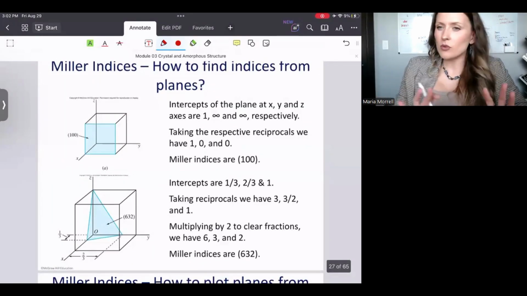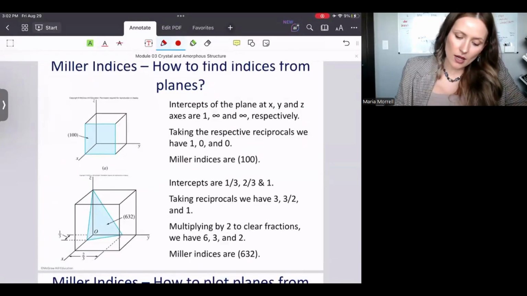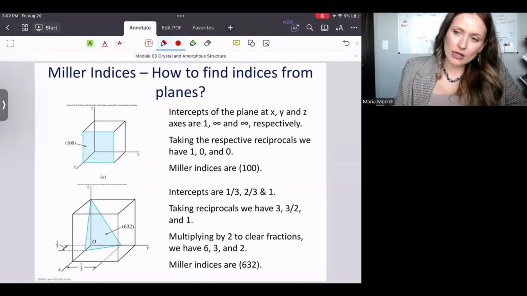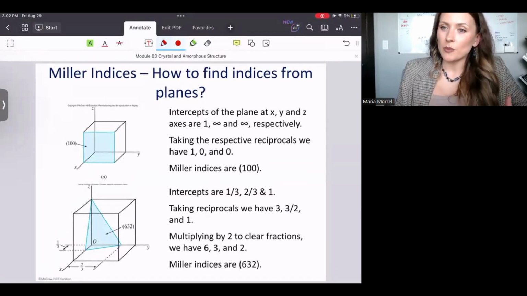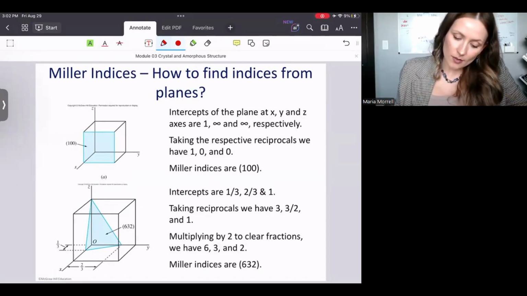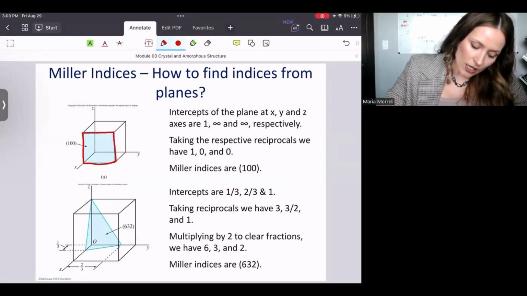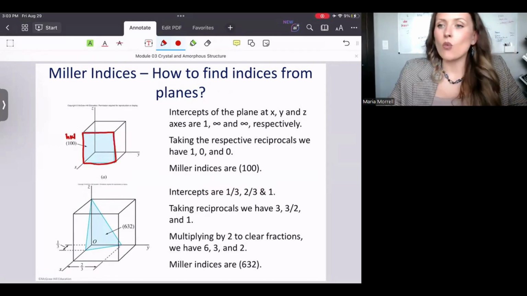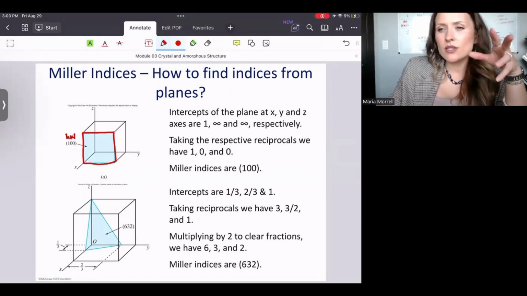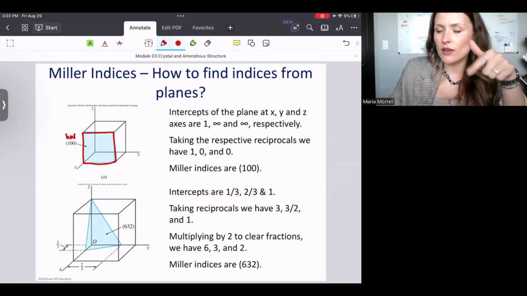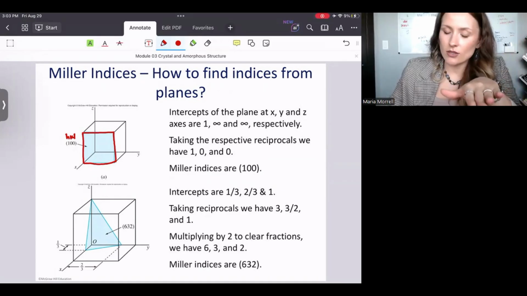Okay, we will look at very, very simple examples, but they will be enough to prepare you for your problems in homeworks and exams. So let's look at this plane, right? This is the plane right here. And the answer is that you already see that your H, K, and L is 1, 0, 0. But we want to understand how did they come up with this, right? How did they come up with 1, 0, 0?